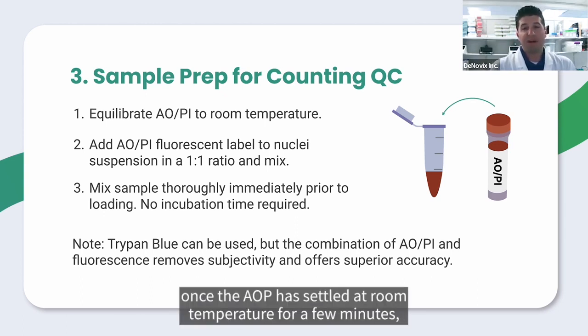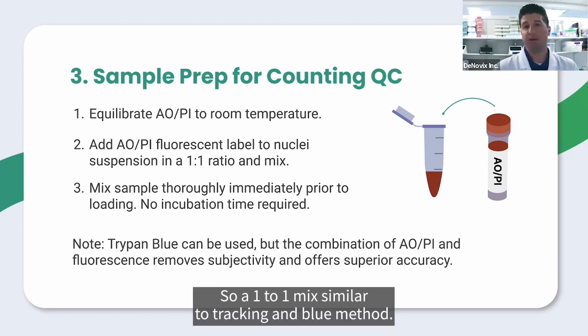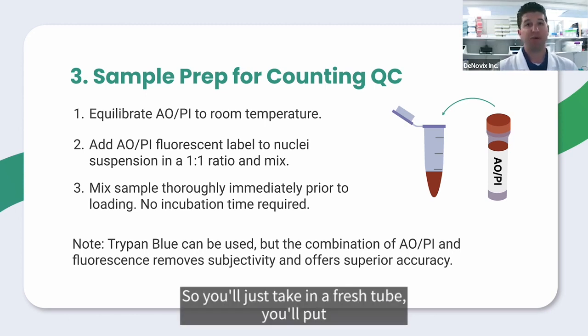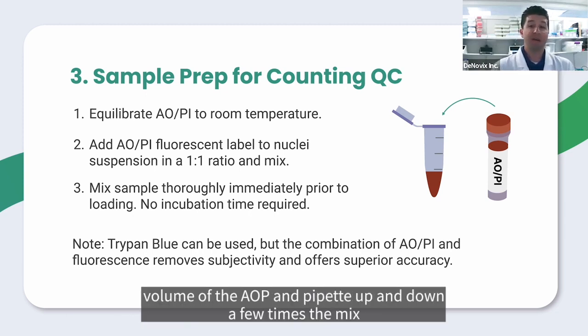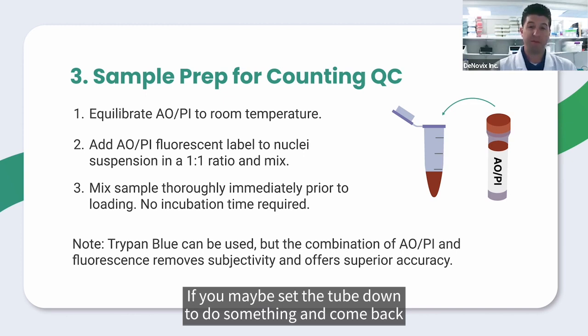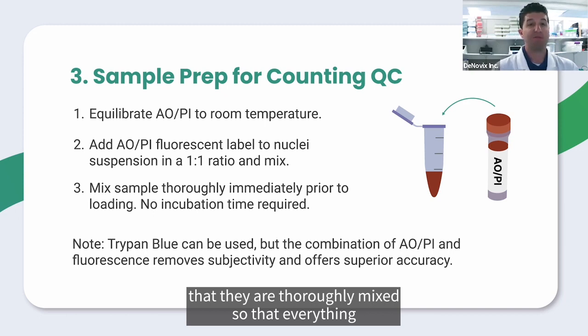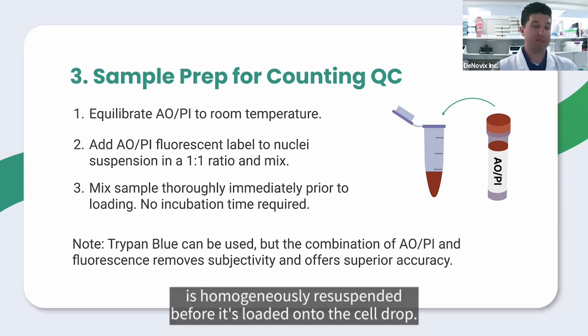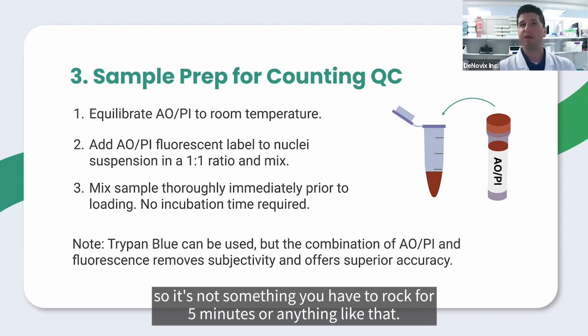Once the AOPI has sat out at room temperature for a few minutes, we will add that to label our nuclei in suspension, a 1-to-1 mix, similar to the trypan blue method. In a fresh tube, you'll put a small volume of your nuclei isolation and then an equal small volume of the AOPI, and pipette up and down a few times to mix. Before you move to the counting procedure on the Celldrop, if you set the tube down to do something and come back once it's been in the AOPI, it's really important that they are thoroughly mixed so that everything is homogeneously resuspended before it's loaded onto the Celldrop. I would like to point out that there is no incubation time required for AOPI, so it's not something you have to rock for 5 minutes or anything like that.